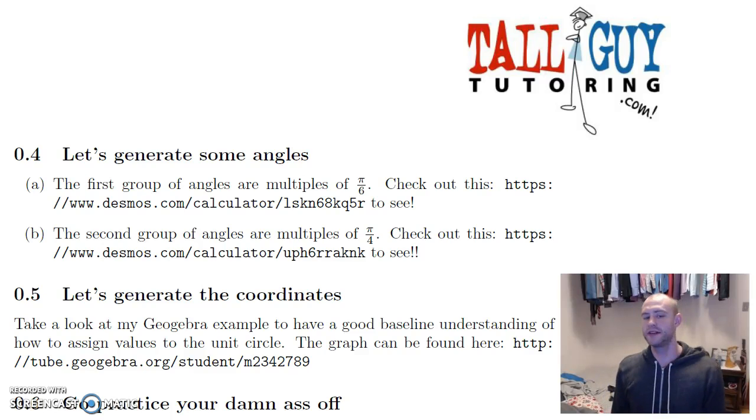All right, so where we left off last time, I gave you the complete intuition of the unit circle, what it's used for, how sine and cosine are defined. Now, how do we build this thing? So let's generate some angles.